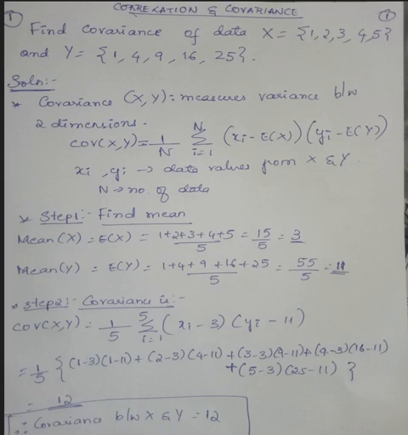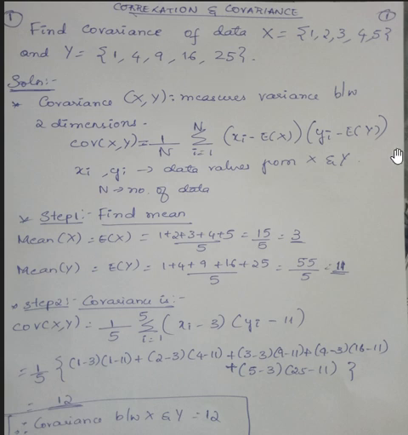Today's session will discuss two main problems, that is correlation and how to find correlation and how to find covariance between the data. So let's see the first problem. Find the covariance of the data x is equal to 1, 2, 3, 4, 5 and y is equal to 1, 4, 9, 16, 25.